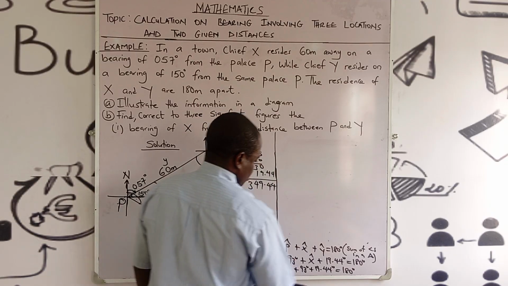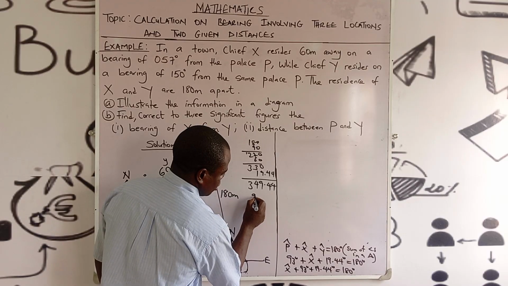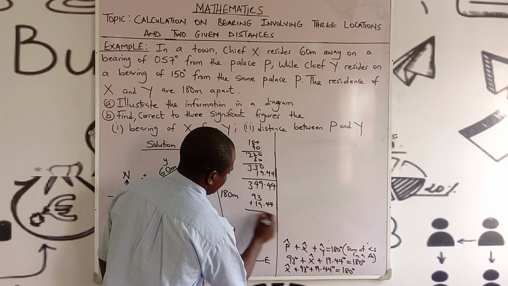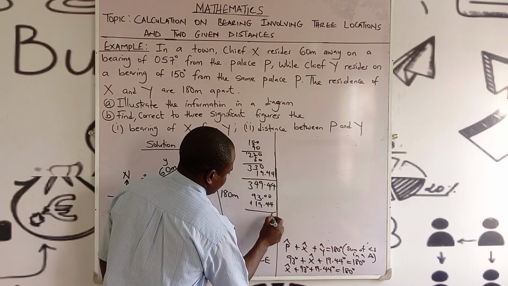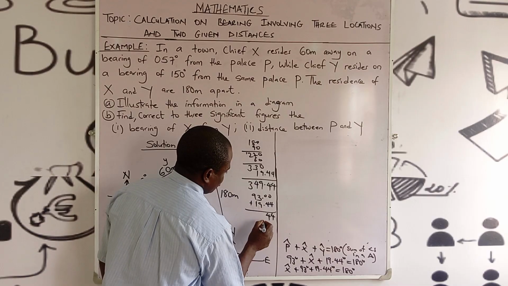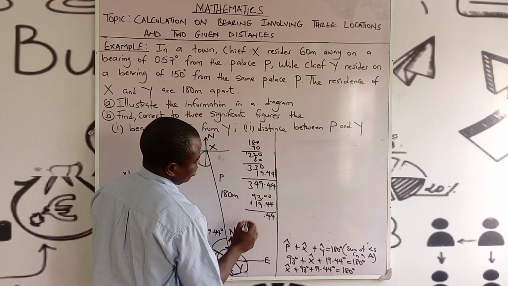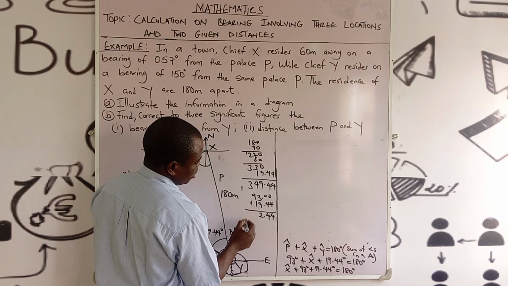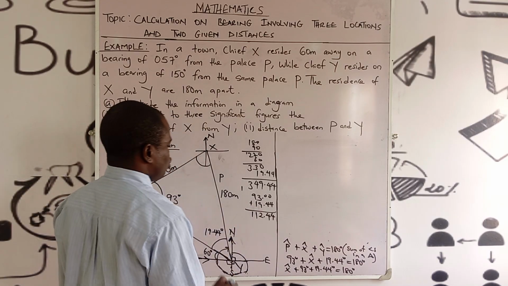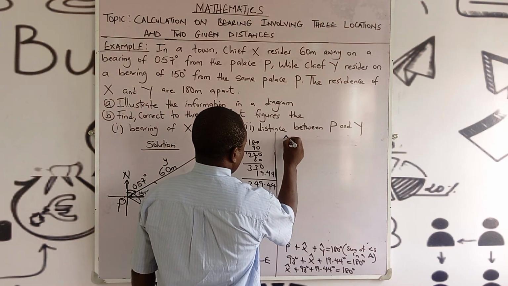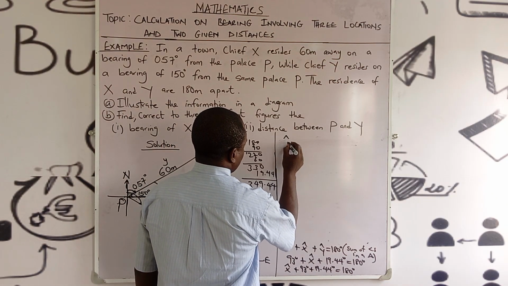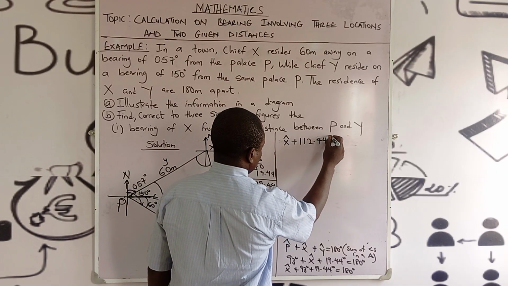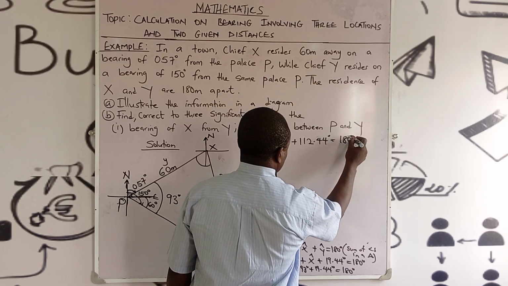Okay, now let's add it together. 93 plus 19.44. 0 plus 4, that's 4. 0 plus 4, that's 4. 3 plus 9, that's 12. 2 carry 1. 9 plus 1, 10 plus 1, 11. That's 112. Angle x plus 112.44 degrees equals 180 degrees.